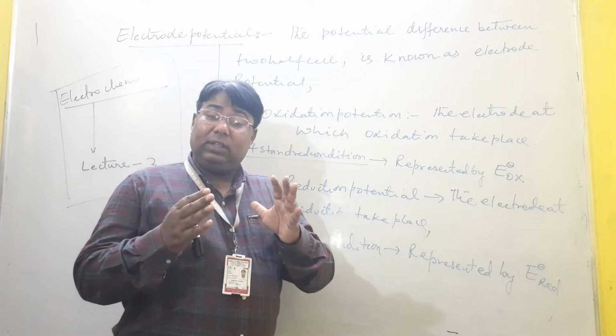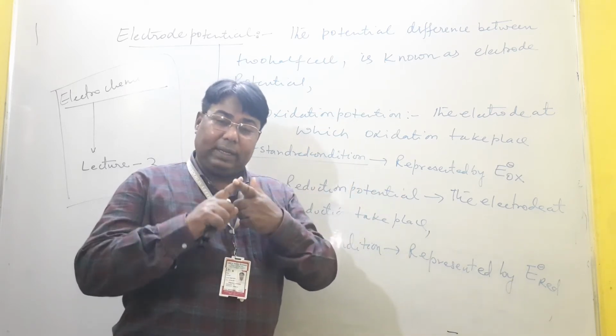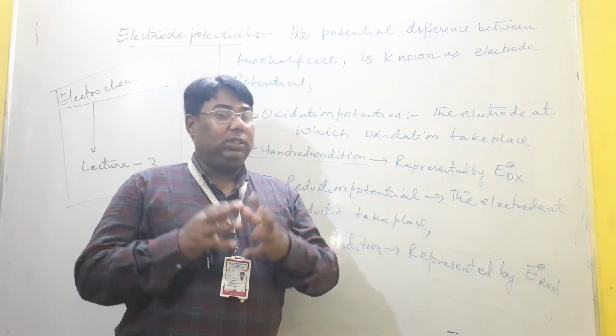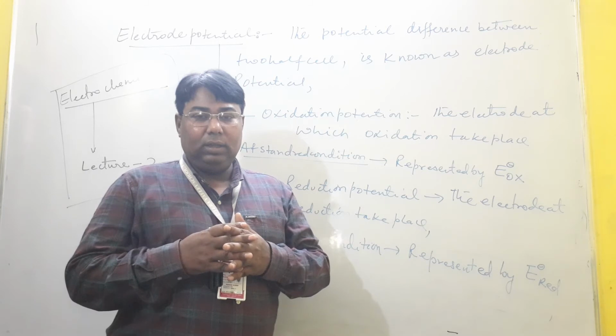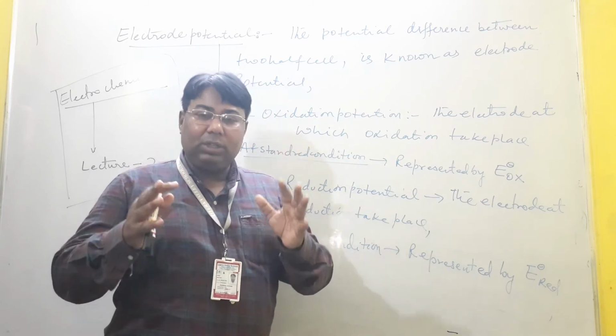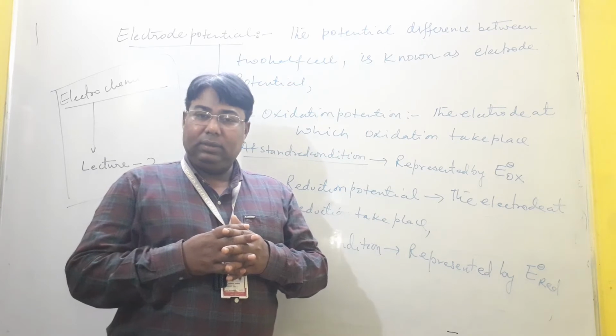Electrode potential is further categorized into two groups. Oxidation potential: the electrode at which oxidation takes place. And reduction potential: the electrode at which reduction takes place. Understand?